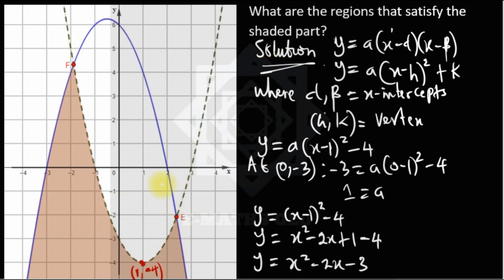The second step is to get the equation of this solid curve. I will use the first form here because I can't easily picture my vertex. It's not on a major grid line, so it's better I use this. As you can see, I'm seeing my x-intercepts, which are minus 3 and 2. So let's move to the other page.